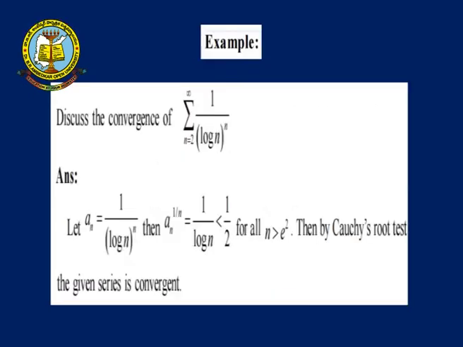In this discussion, take as an example the sum from n equal to 2 to infinity of 1 by (log n) whole to the power of n. Here a n equals 1 by (log n) whole power n. So a n whole to the power of 1 by n equals (1 by (log n) power n) whole power 1 by n, where the n's cancel, giving 1 by log n only. For n greater than e square, this is less than 1 by 2, so by Cauchy's root test the series is convergent because 1 by 2 is less than 1. This is Cauchy's nth root test.